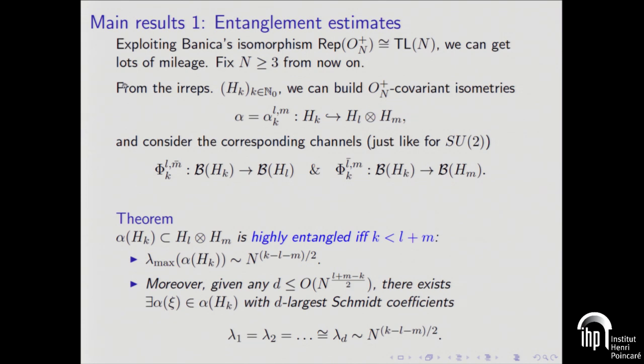In other words, the largest possible Schmidt coefficient is always bounded above by the square root of the relative dimension for these subspaces. And actually, you can do more. There's an optimality result here: if you give me any d, which is not too big relative to k, l, m, and n, so let's say it's bounded above by some constant times the inverse of the square root of the relative dimension, then I can find for you an element in the image of H_K under this isometry whose Schmidt coefficients, the top d ones, are all the same and of this order, namely the square root of the relative dimension. So in the sense of large n asymptotics, we have an understanding of the structure of the Schmidt coefficients for these spaces.